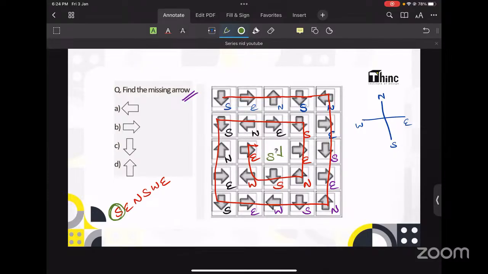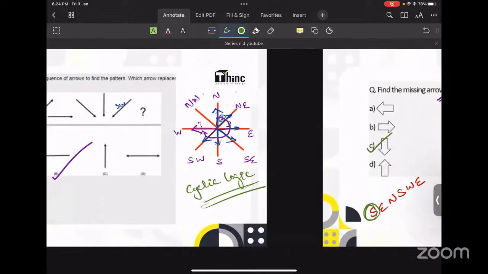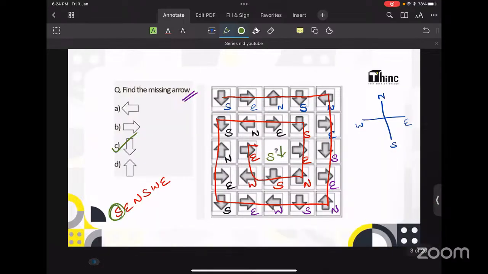So the arrow will be downward. This is a different angle of cyclic logic. This logic is cyclic logic, and we are very much familiar with it, and now we have an upgraded version of this logic. Now we can try another question.